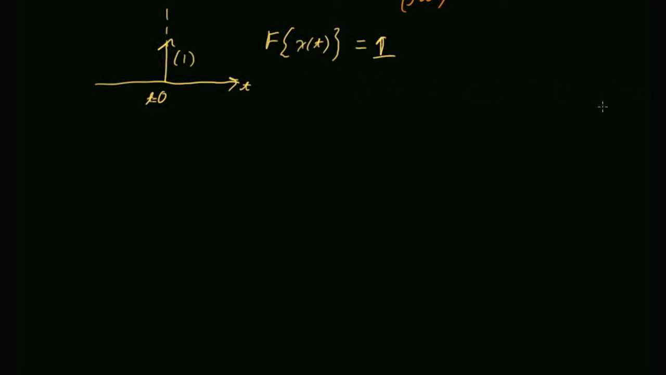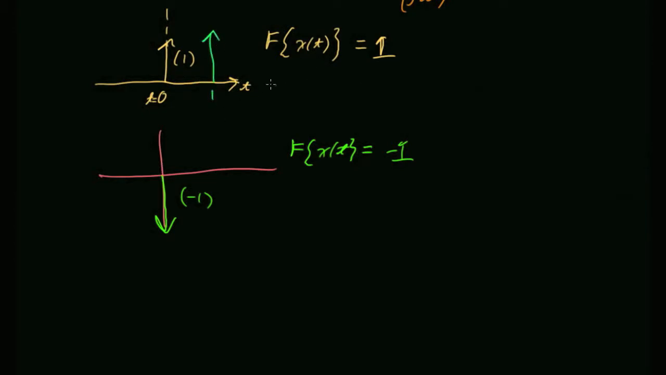Okay. What if I take my impulse and instead of having an area of positive 1, I give it an area of negative 1? What's its Fourier transform? The constant, negative 1. What if I take this and shift it to the right by 1 unit? I'm going to have my original 1 times e to the minus j omega. And what about if I take this term and shift it to the right by 1? It'll be negative 1 shifted to the right by 1 unit.